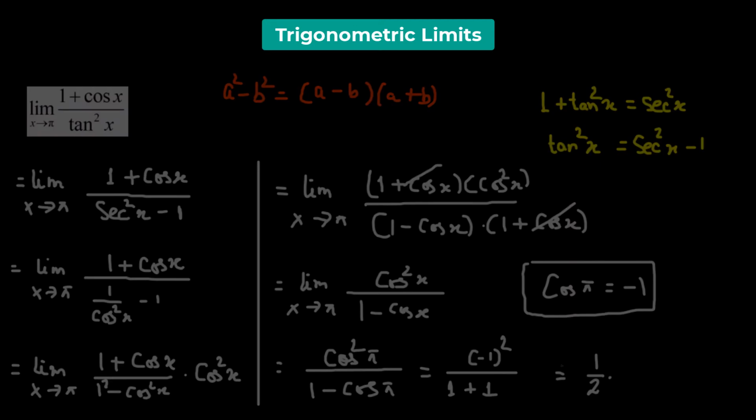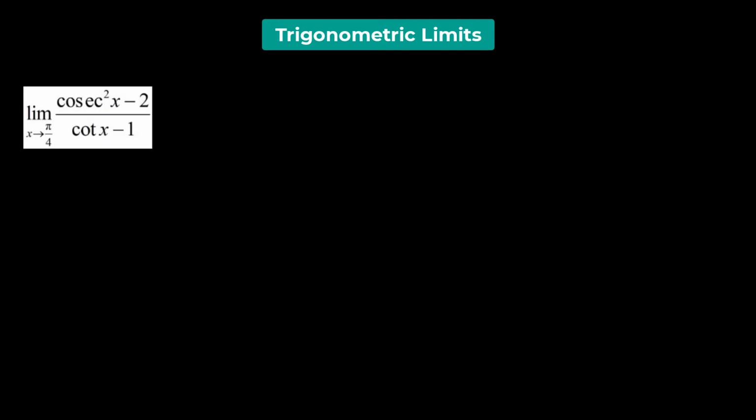Let us do another one. So we need to determine the limiting value of the given trigonometric function when x approaches pi over 4. Now here we're going to use the identity that 1 plus cot squared x is equal to cosec squared x. So let us substitute the value of cosec squared x into the given function.